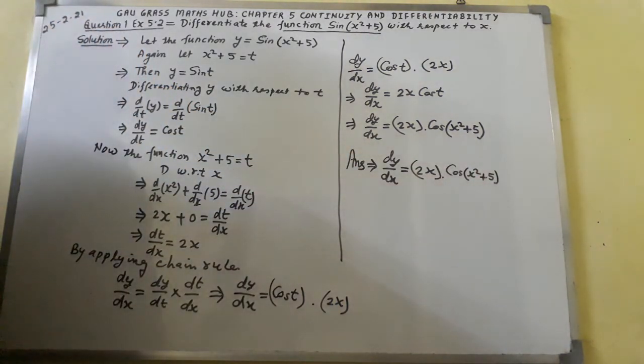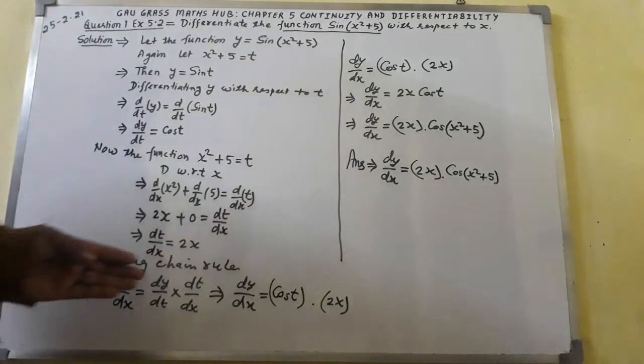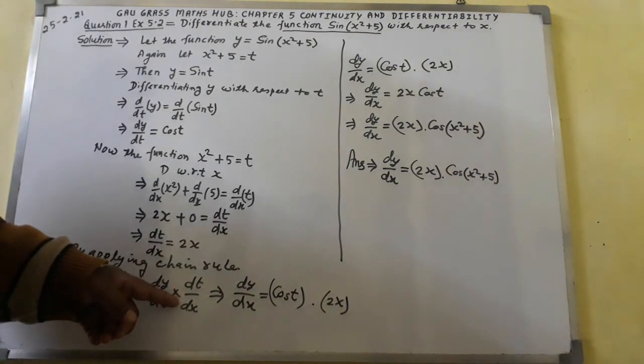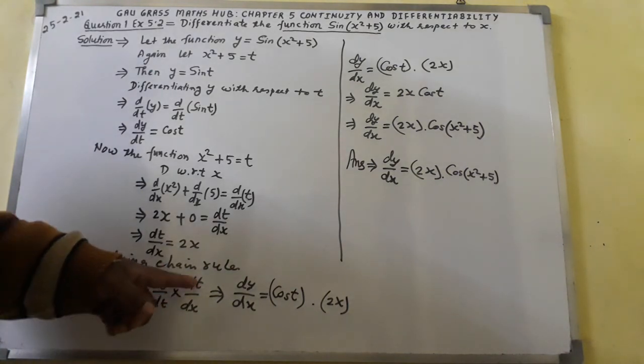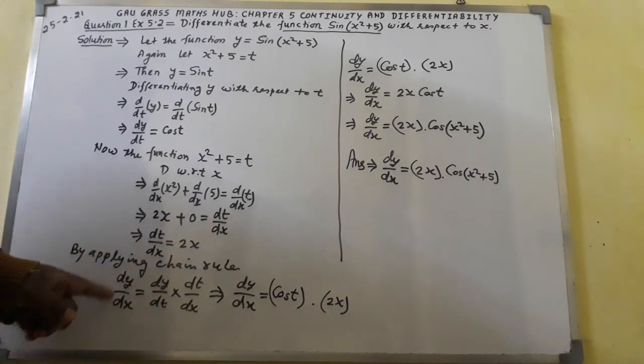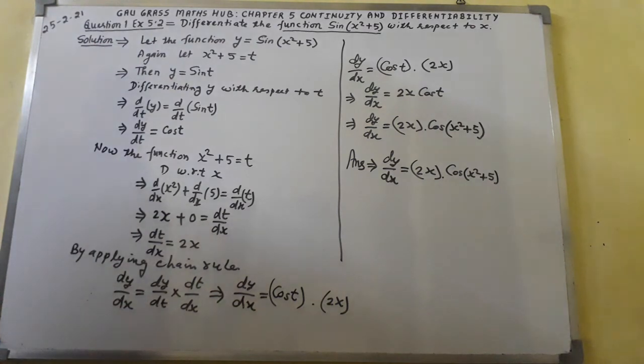This is the proper explanation and solution of question number 1, exercise 5.2. Here I have applied the chain rule: dy over dx is equal to dy over dt into dt over dx. So this dt will be cancelled out, and you will get the original dy over dx answer. This is the proper explanation of question number 1, exercise 5.2, taken from chapter 5, continuity and differentiability.